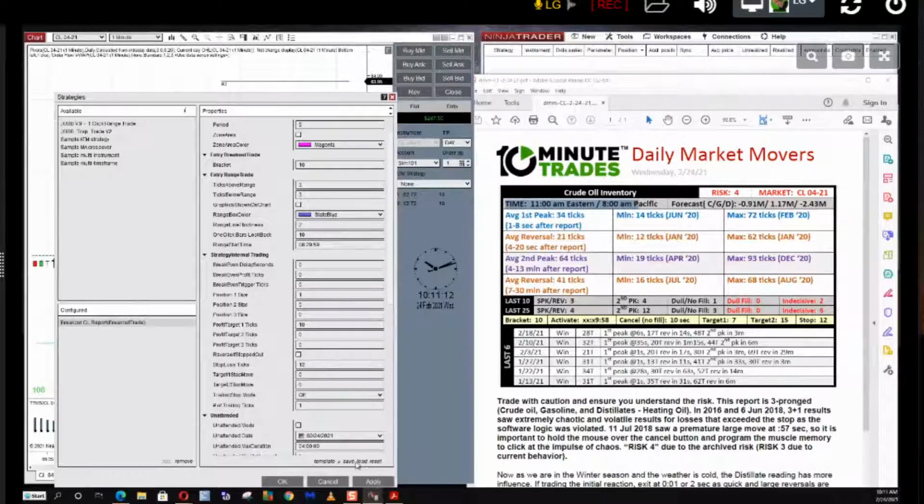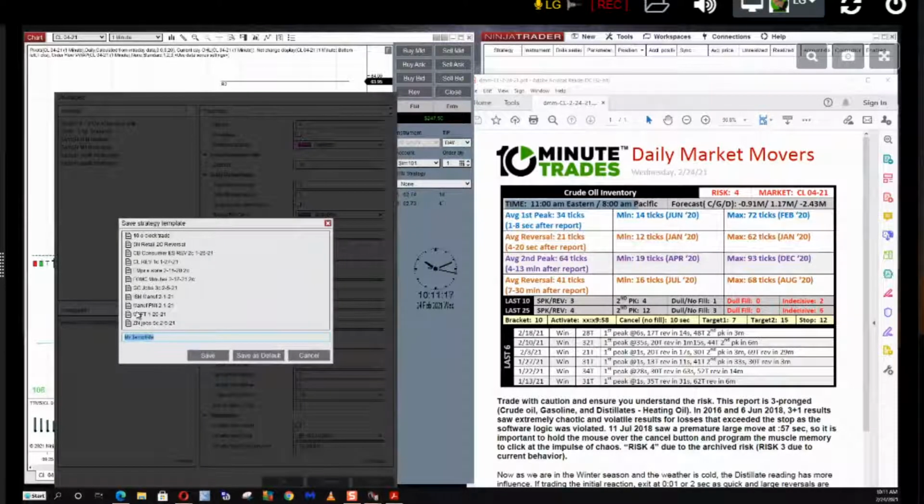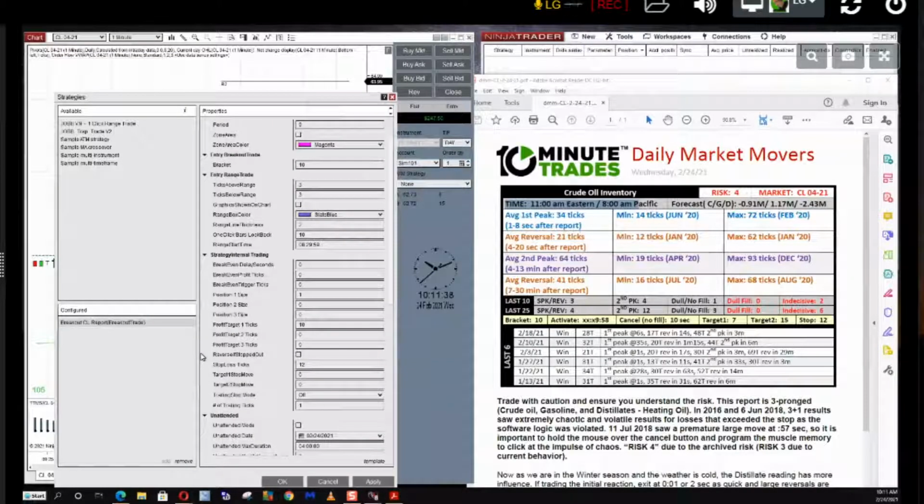Gonna save a template for CL. Do I have a CL breakout? No, it doesn't look like it. So we'll call it CL report, one contract, dated 2/24/21. Okay? That's how you save a trade template.